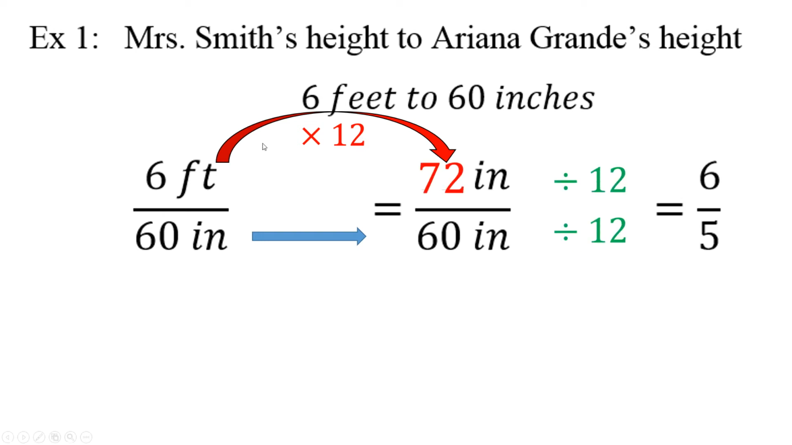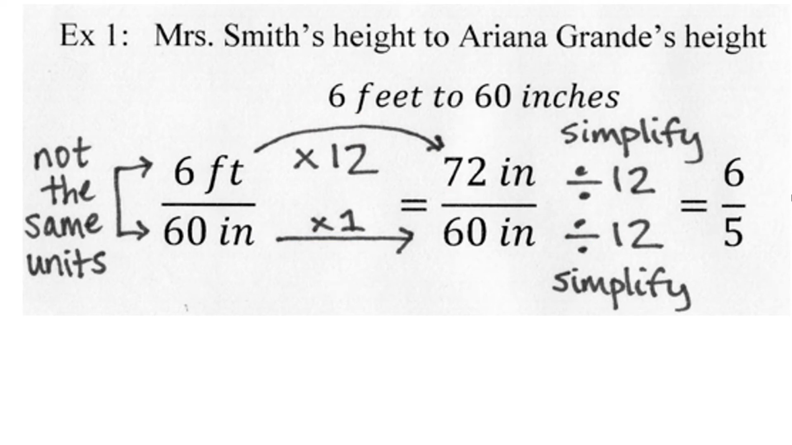And we also can cancel out these units because they match. Anything divided by itself is just 1. So the units cancel out, and we have a 6 to 5 comparison. So I'm 20% taller. You're going to be learning percents later this year, but I am that much taller than Ariana Grande. So here is the pre-done notes.